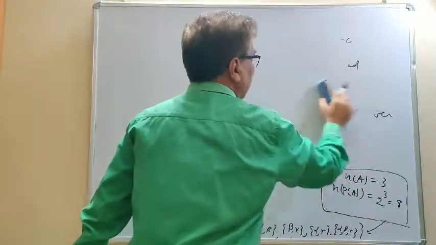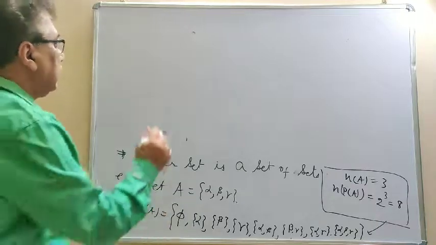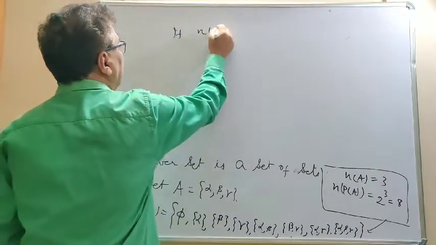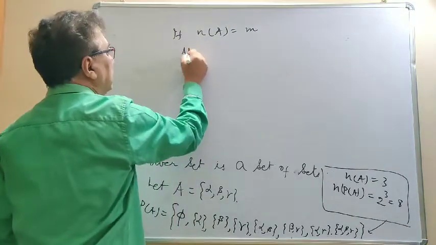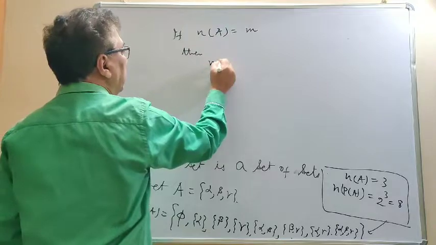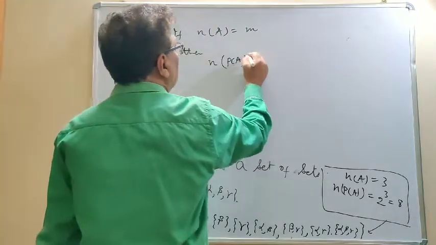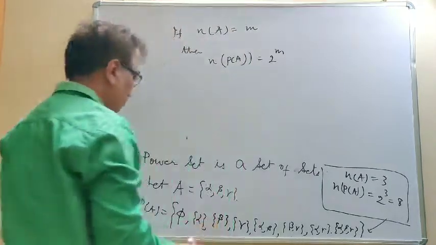So we can say that if n(A) is equal to n, then number of elements in the power set of A is equal to 2 to the power n.